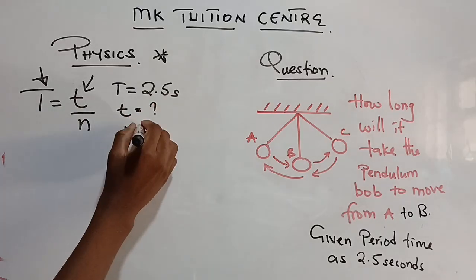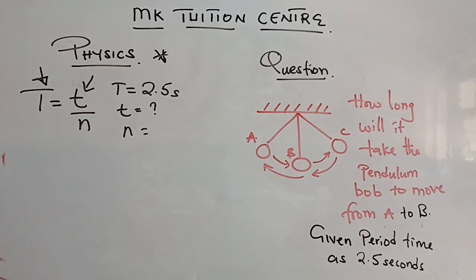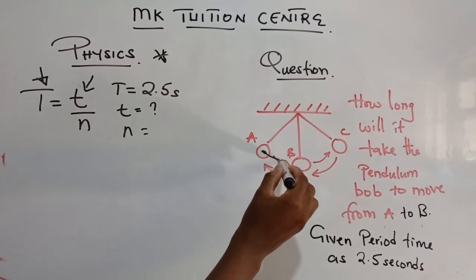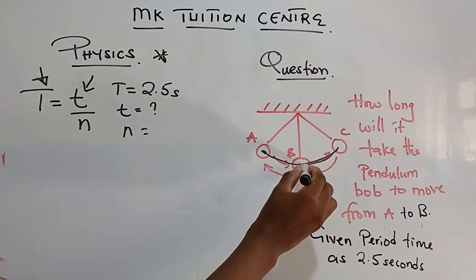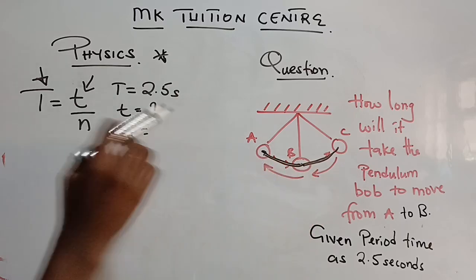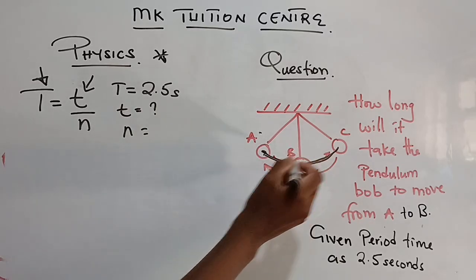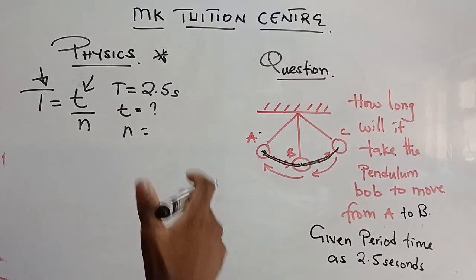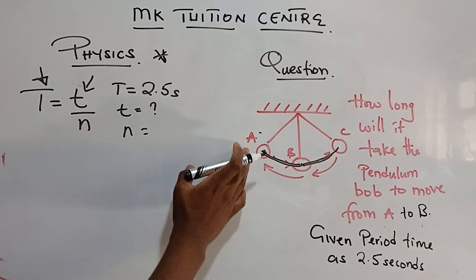The question is, what is our n? So this n is just the number of oscillations. Look at this bulb here. It is moving from this point, it goes to B, it goes to C, it comes back to A, and then it comes back to B, then to A. That is one complete oscillation. But in this case, we're talking about from point A to point B. From point A to point C, that is more like halfway, so that is going to be 1 over 2.